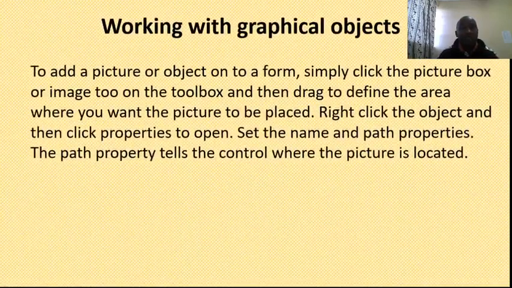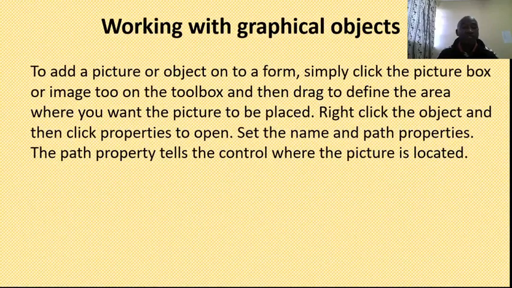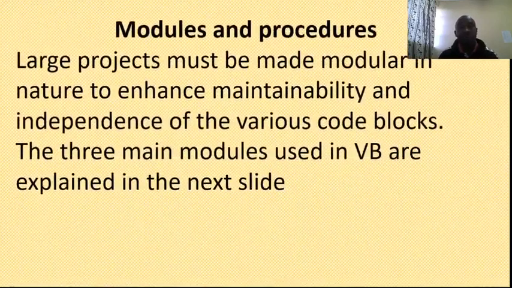Then let's look at working with graphical objects. To add a picture or object onto a form, simply click the picture box or image tool on the toolbox and then drag to define the area where you want the picture to be placed. Right-click the object and then click on Properties to open. Set the name and the path properties. The path property tells the control where the picture is located. Therefore, this one will also be done in our practical session.